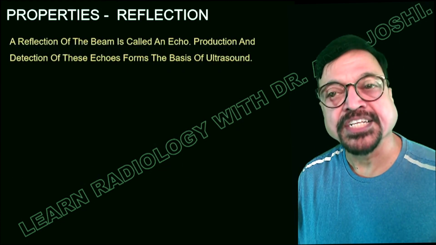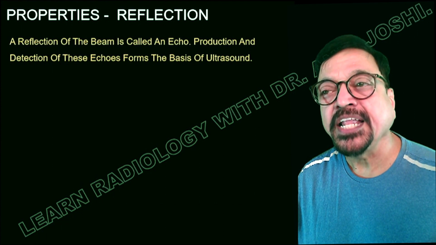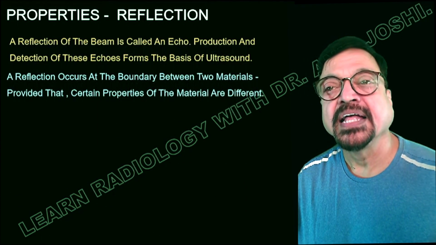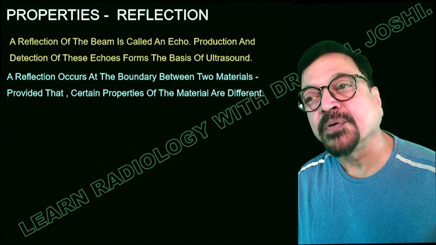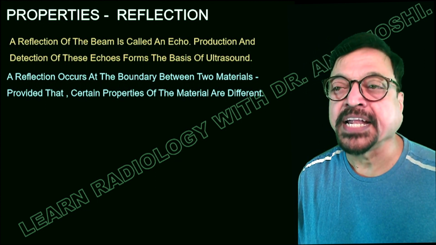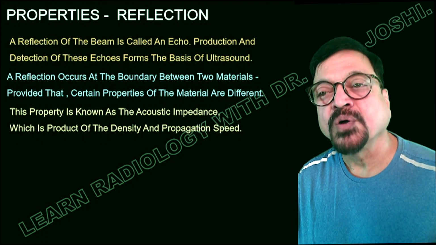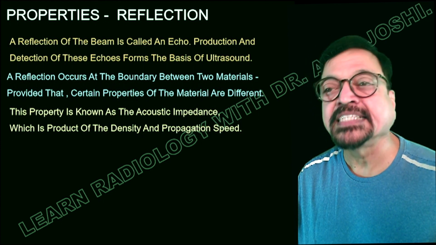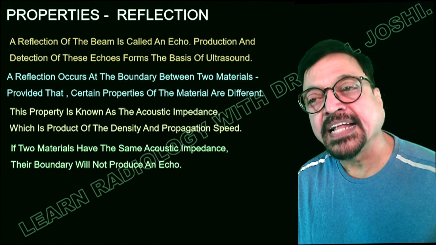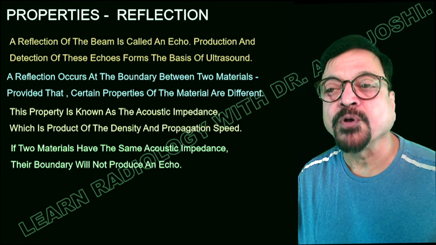First is reflection. A reflection of the beam is called an echo. Production and detection of these echoes form the basis of ultrasound. A reflection occurs at the boundary between two materials, provided that certain properties of the materials are different. This property is known as acoustic impedance, which is a product of density and propagation speed. If two materials have the same acoustic impedance, their boundary will not produce an echo.